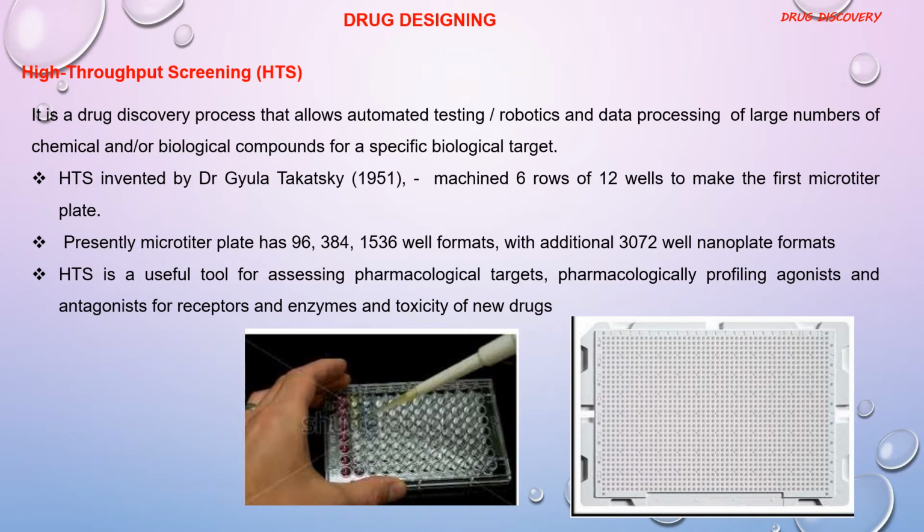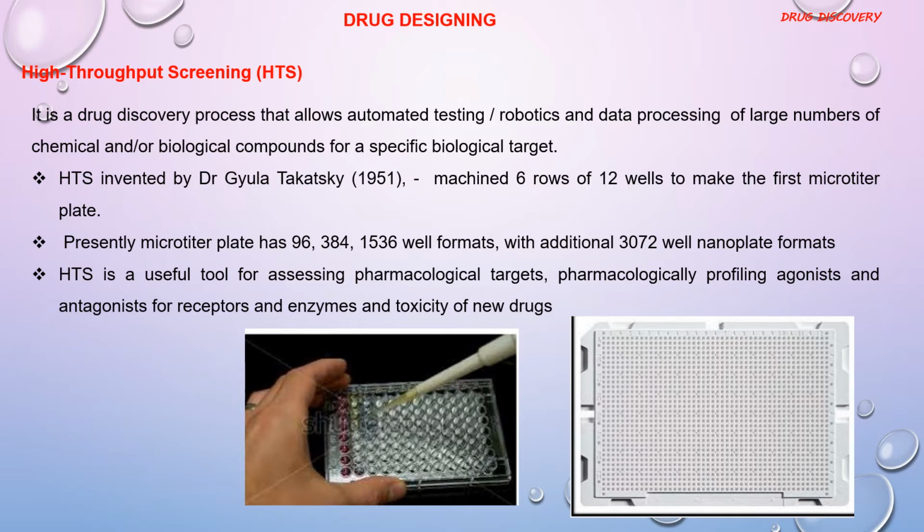HTS was invented by Takashi in 1951, wherein he made the first microtiter plate of 6 rows of 12 wells and was automated. Presently, a selection of testing microplates are available with 96, 384, 1536 well formats with additional 3072 well nano formats. The figure below shows an example of a microtiter plate.